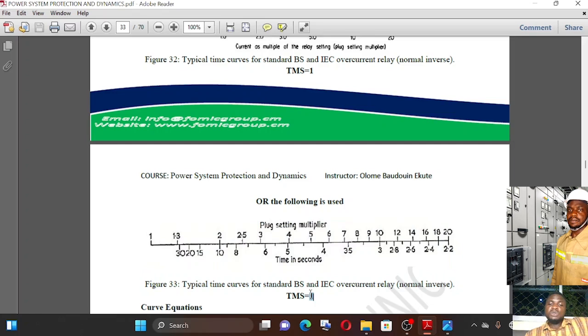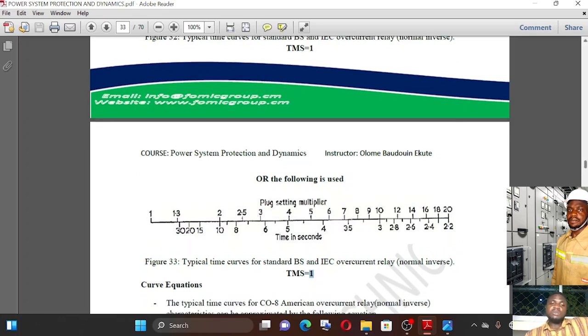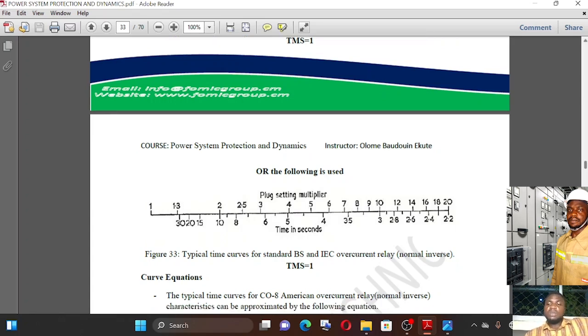You still use it, but you have to do some logic in order to attribute the time multiplier setting. For example, I can say for a time multiplier setting of 1, we have a pickup current of probably this, or a tripping time of 7. That means that for a time multiplier setting of 0.6, the tripping time will be, you deduce what that might be, 0 point something times 7 divided by 1. So that gives you the tripping time. You can see it in the questions below.